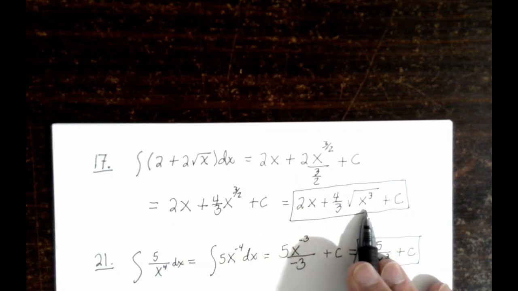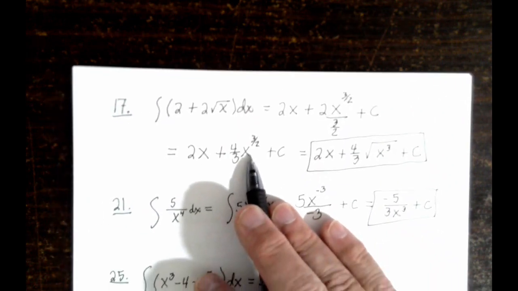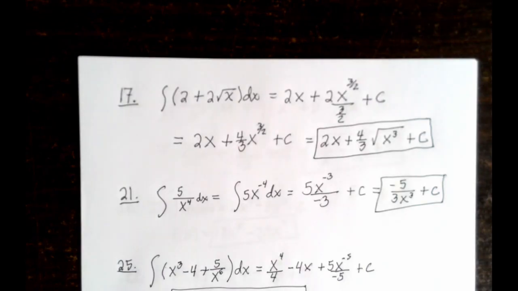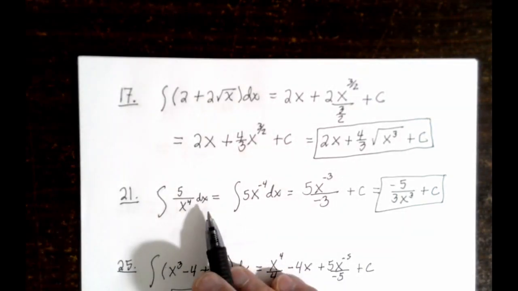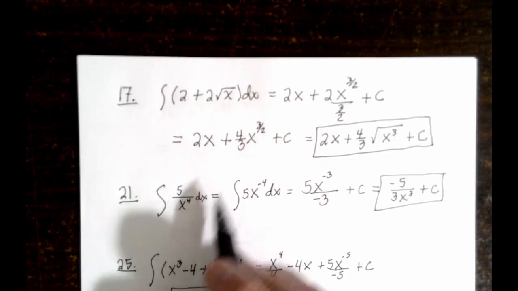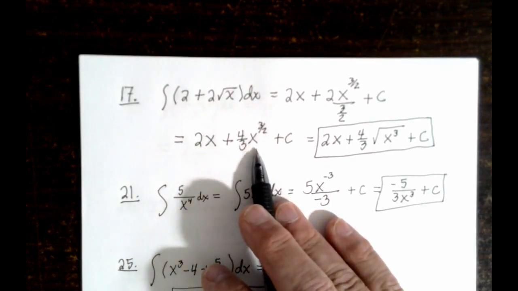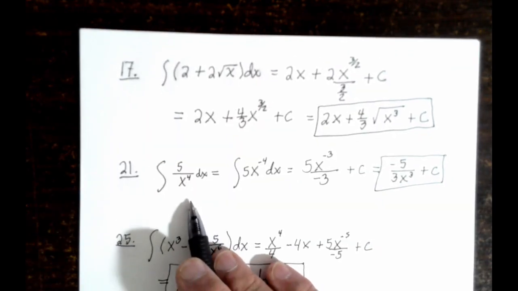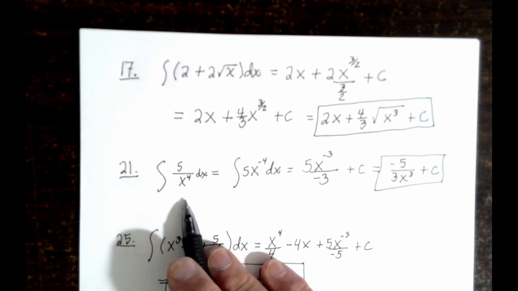And you can write it this way with the radical, or you can write it this way with the exponent being a fraction. Just depends on what WebAssign asks you to write it as. They might ask you to write it without fractional exponents. Just look at what they give you and ask you to do, and do it that way.